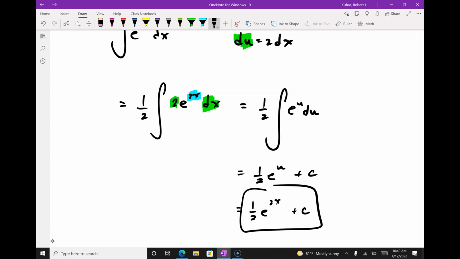Substitute with the whole function is level 1. Substitute inside is level 2. Substitute downstairs is level 3.